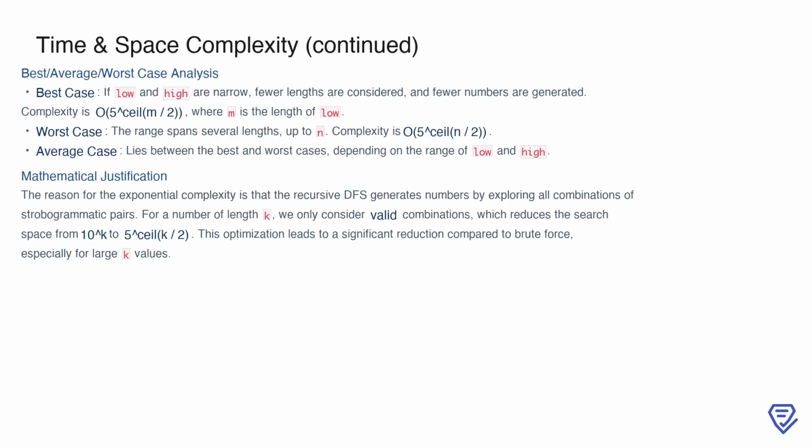The mathematical reasoning behind the exponential complexity is rooted in how the recursive DFS generates numbers. By exploring only valid combinations of strobogrammatic pairs, the algorithm reduces the search space from 10^k, which would result from generating all possible numbers of length k, to 5^(k/2). This optimization dramatically reduces the computational cost compared to a brute force approach, particularly for larger values of k.